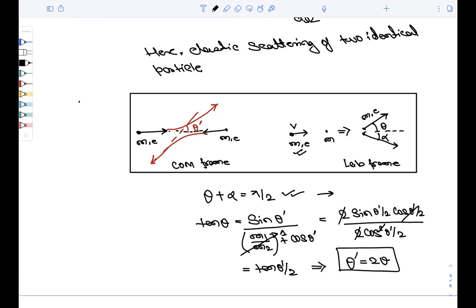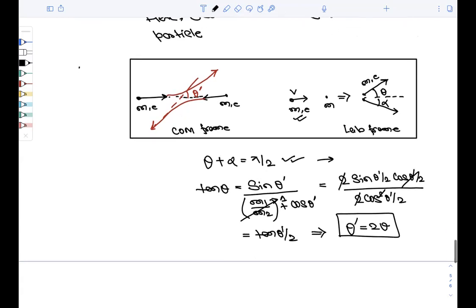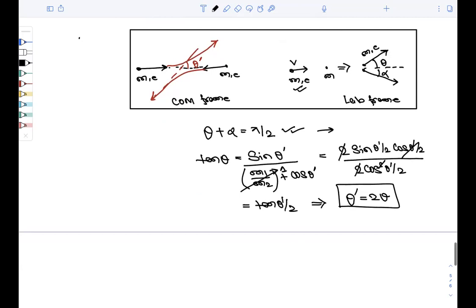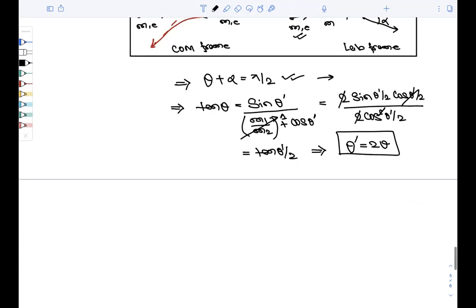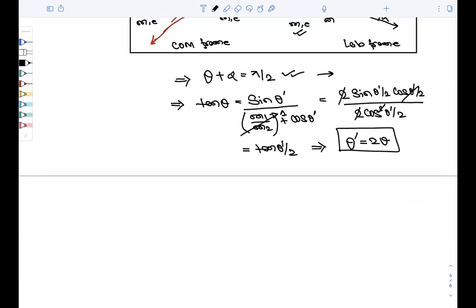Dekho, I'm just explaining you these things. You have to write a little more formally, right? जैसे मैं बता रहा हूँ, थोड़ा सा और इसको formally लिखोगे. Although this style of writing will also work. So this is the first thing. This is the second thing that we have got, that theta dash equals 2 theta.